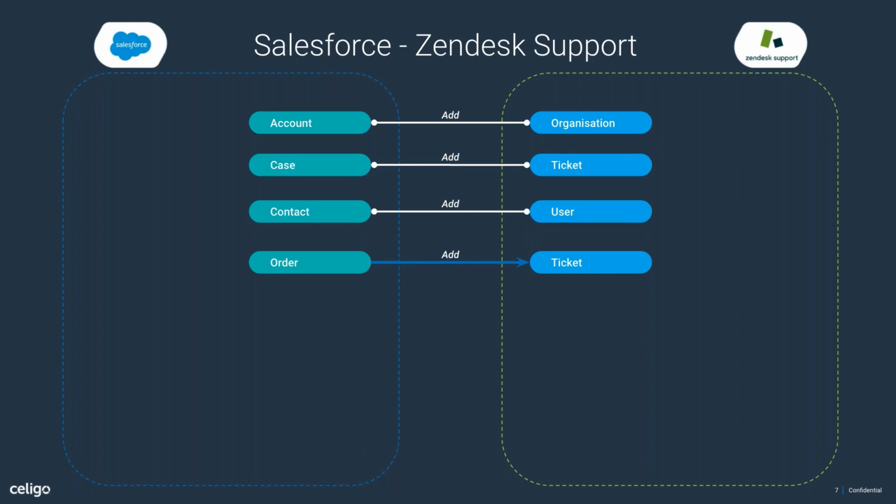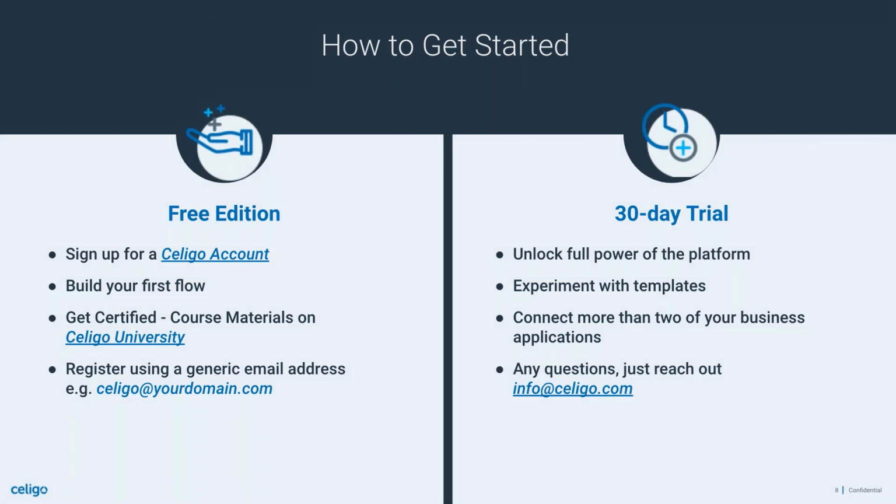Now, from here, where do you actually go? Where do you get started? If this is your first time, how do you actually do it? Well, here it is. The first step would be to sign up for a free edition of our Celigo platform. You go straight onto the website. You'll see a very large orange button that you can press and immediately subscribe and sign up for a free account. You can build your first flow if it is your first time. If it's not your first time, welcome back. Please go ahead and build some more flows and let us know how that goes.